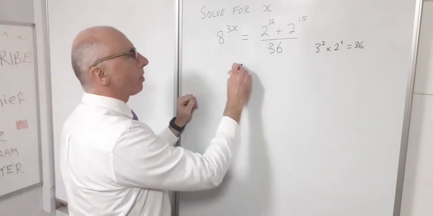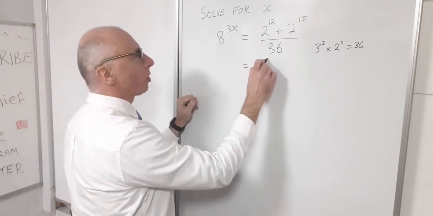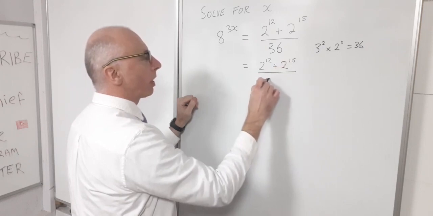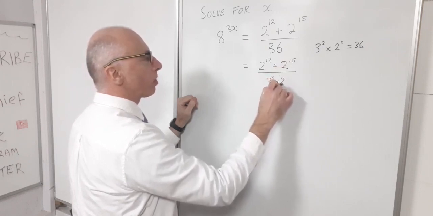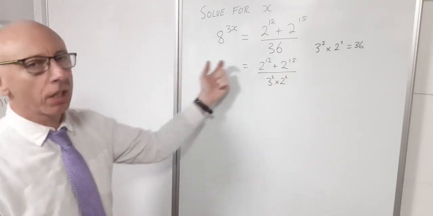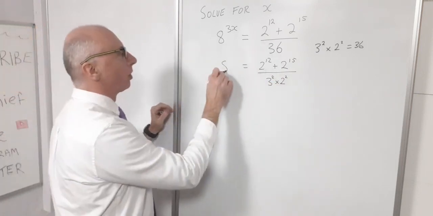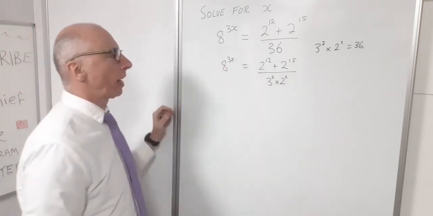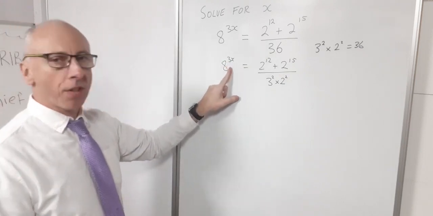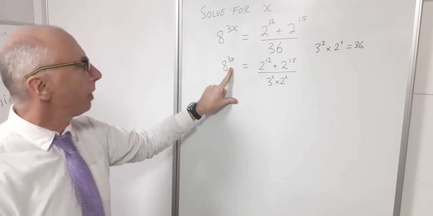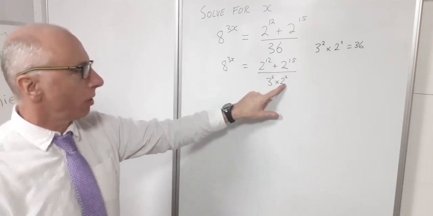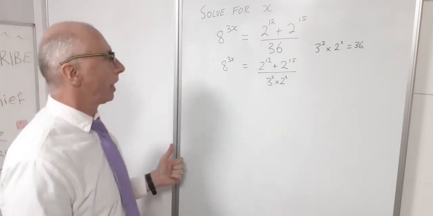So now 8 to the 3x equals 2 to the 12 plus 2 to the 15 divided by 3 squared times 2 squared. Okay, so now we've not changed our equation at all. It's still the same value. Okay, now we've got 8 to the 3x here. Now we could maybe factor that out to get to 2 to the power of something. Try and match it with this one. Let's see if we can do that.